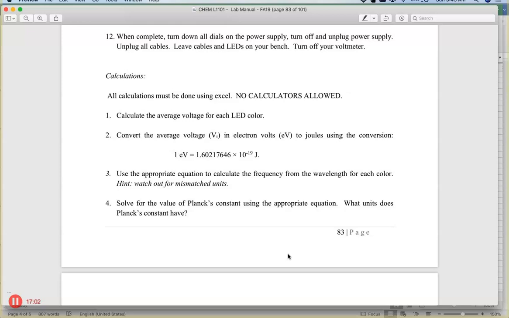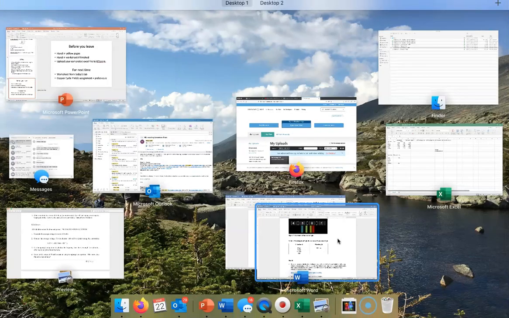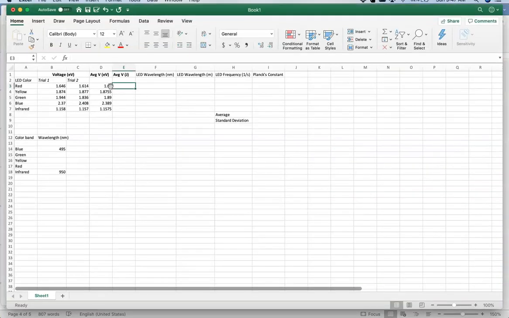1.602176646 times 10 to the negative 19th joules per electron volt. All right. Sorry you had to hear me talk that out. So let's get back into Excel. Again, I'm going to need to convert electron volts to volts.